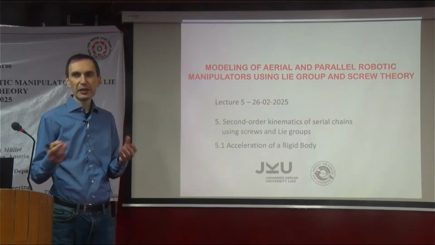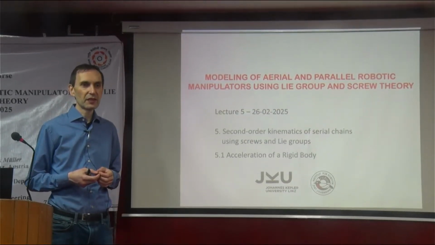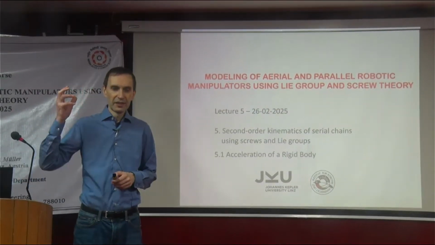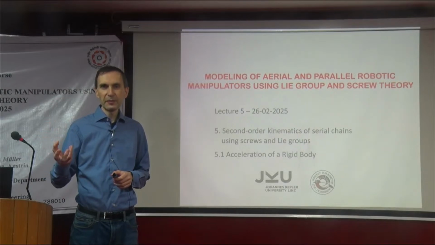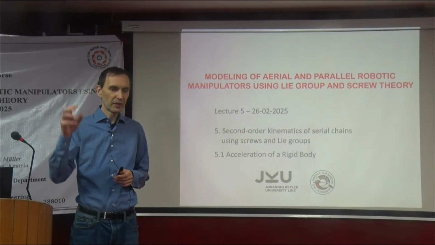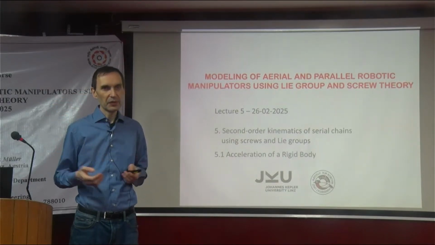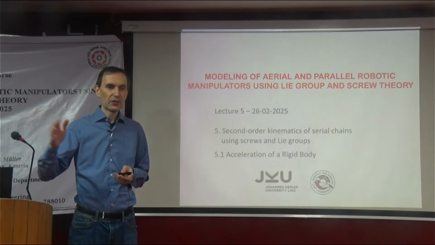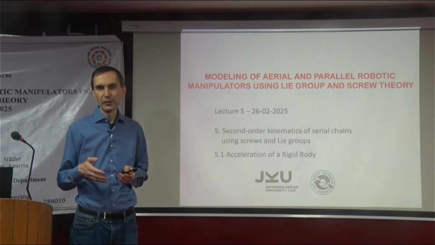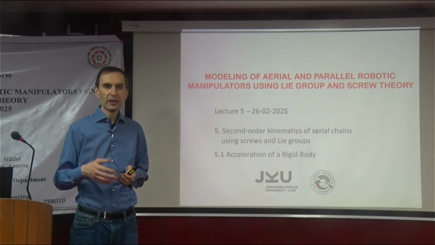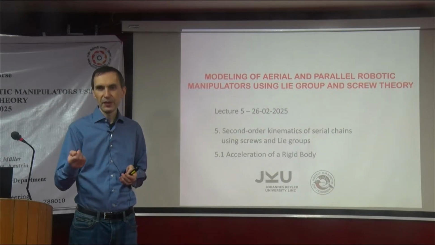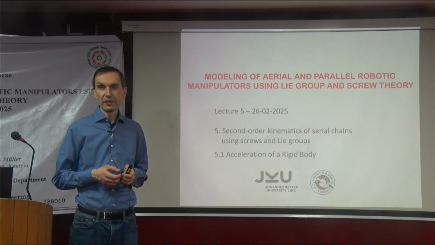So finite kinematics of the kinematic chain, in the sense that you want to know the pose of a rigid body as part of a kinematic chain. When I say pose, it means the orientation and the position. And when I say kinematic chain, we mean a chain consisting of bodies and joints. So the motion of a body due to the joint motion. That was what we did on Monday.